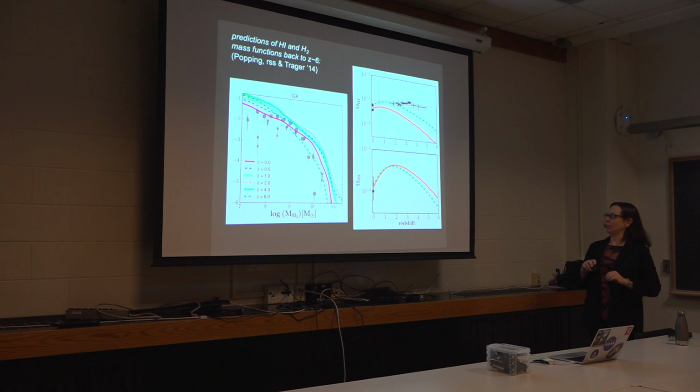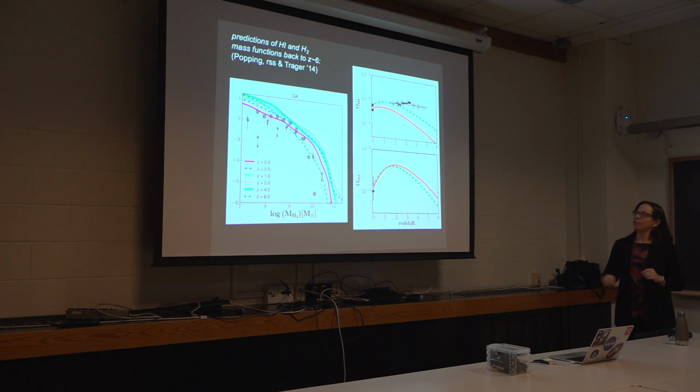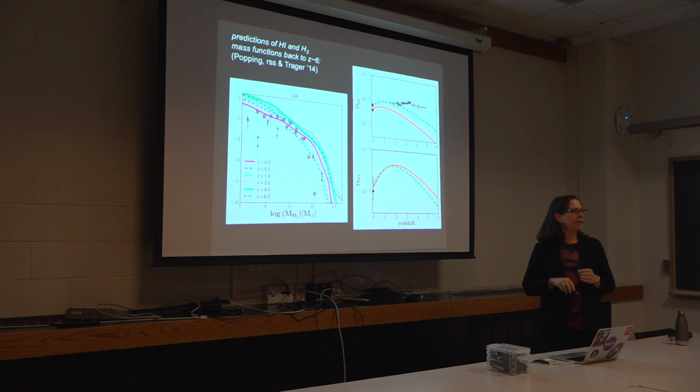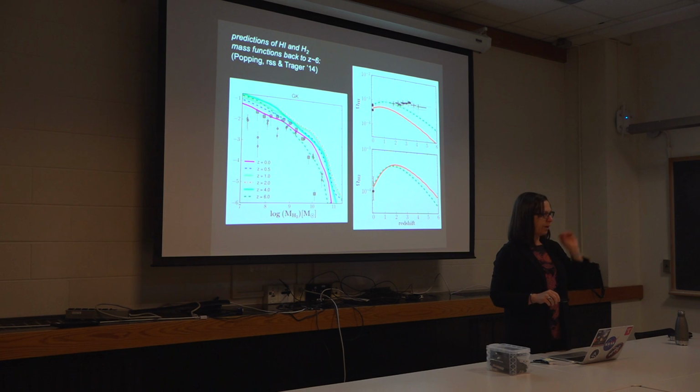So here was a prediction of the density of molecular hydrogen as a function of redshift. These were two different recipes for partitioning the gas into molecular and atomic hydrogen. And mass functions of molecular hydrogen back to redshift 6, just from whatever our favorite model was.